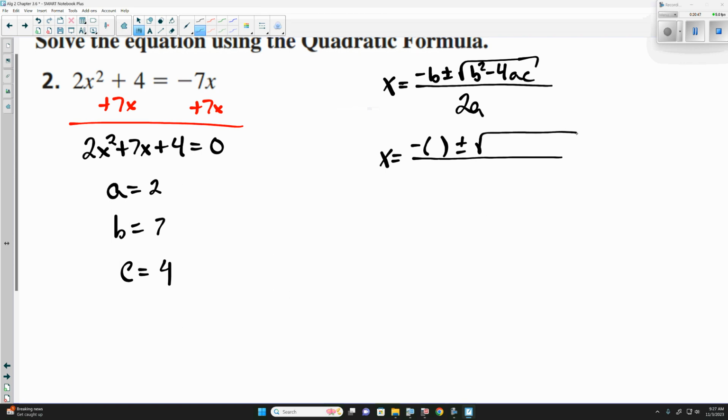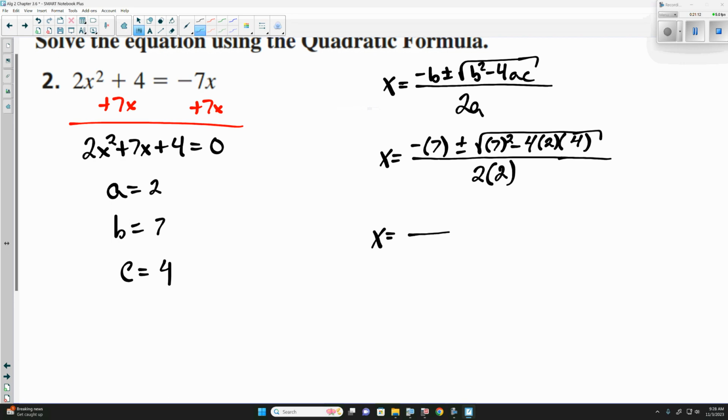So now we can plug our values in. So negative b would be negative 7 plus or minus b squared, so 7 squared, minus 4 times a, which is 2, times c, which is 4, all over 2 times a, which is 2 times 2. Questions on this here?